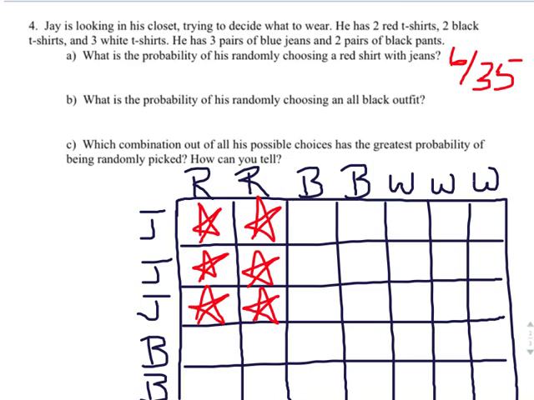Part B: what is the probability of his randomly choosing an all-black outfit? So here we have black pants and a black shirt. I'm going to put a check mark in those boxes. So we're going to go across to black shirt and down to black pants. And here we have 4 out of 35 boxes. Again, I like using different shapes for each one. If you can use different colors when you're doing it, that works even better.